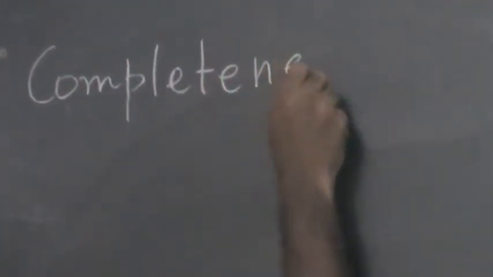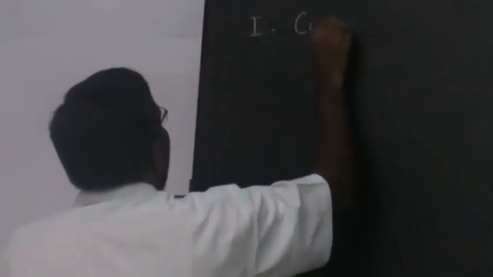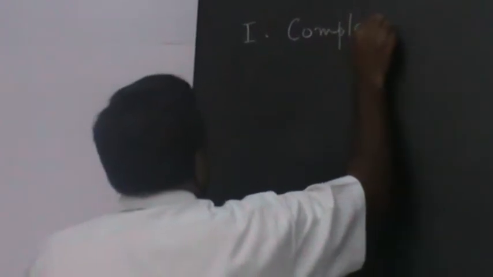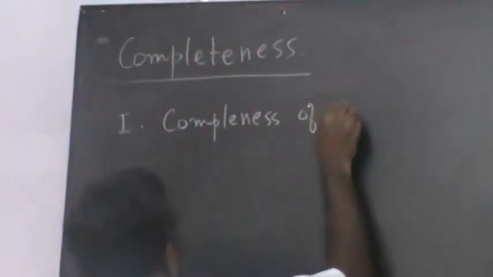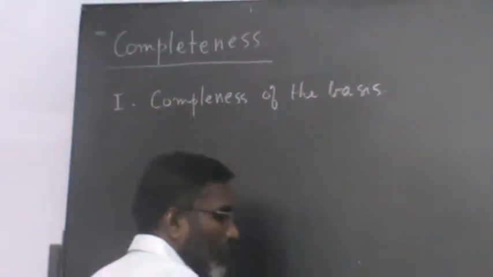Completeness. Now, I will talk about completeness in two contexts. The first one I will talk about is completeness of the basis. We always say complete orthonormal basis. So how do we define completeness of the basis?